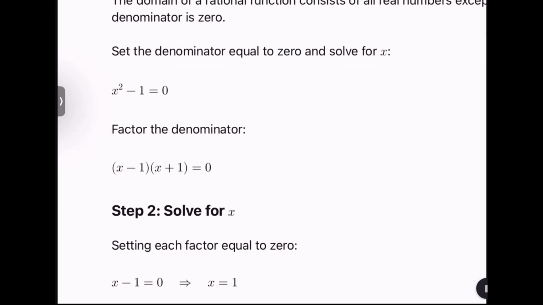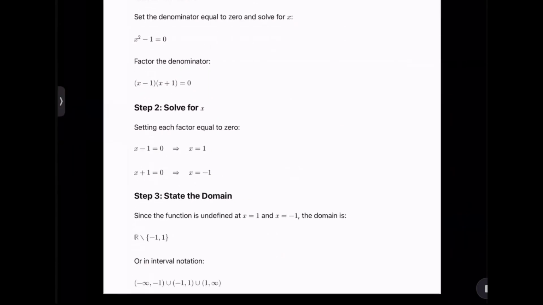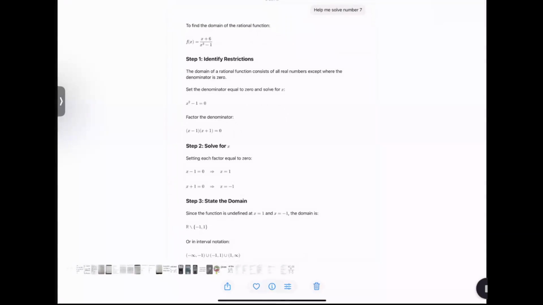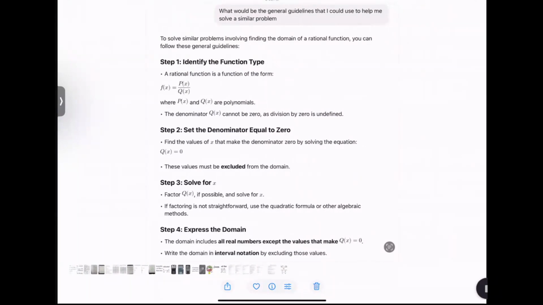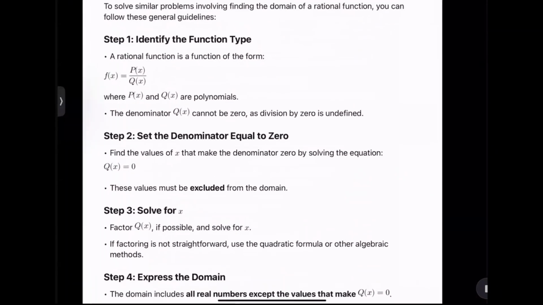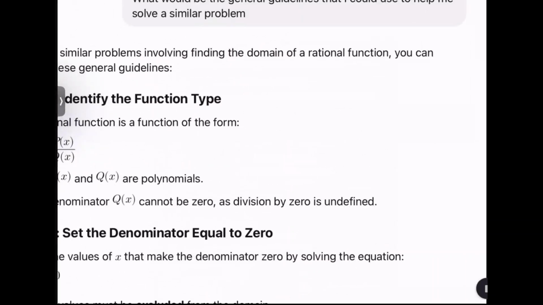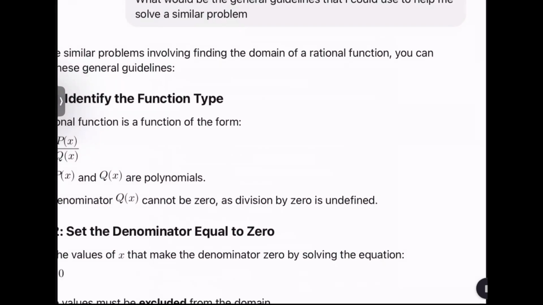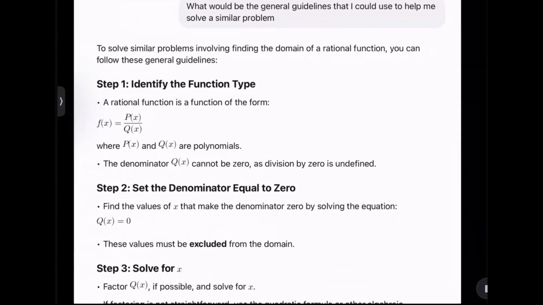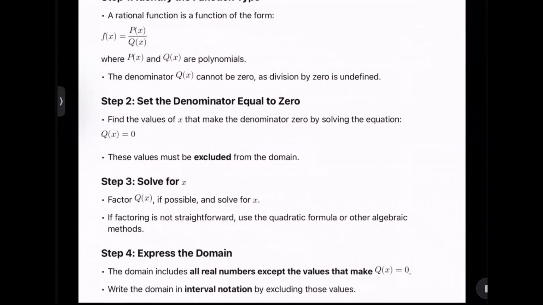Yes. Okay. So here's what I did next. So what I did next was ask for the general guidelines. Right? What would be the general guidelines that I could use to help me solve a similar problem? So started talking about that, right?